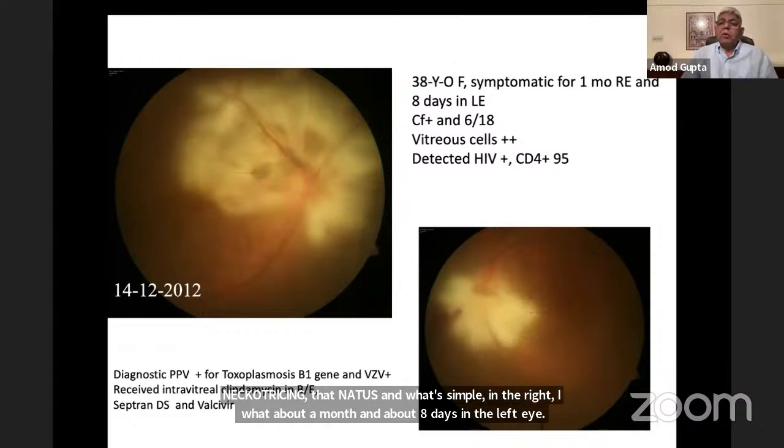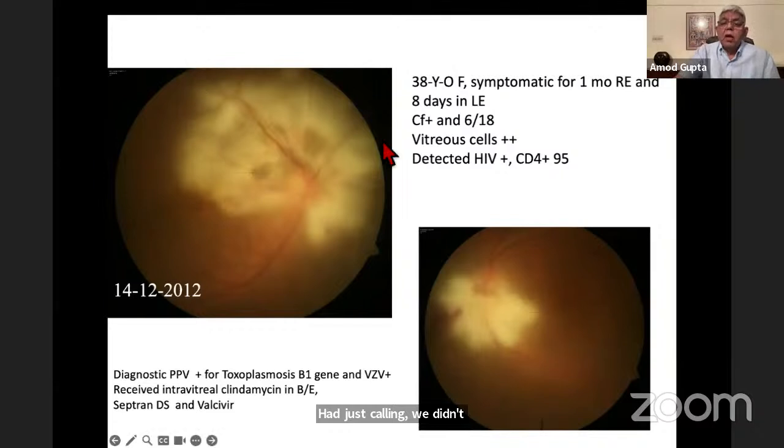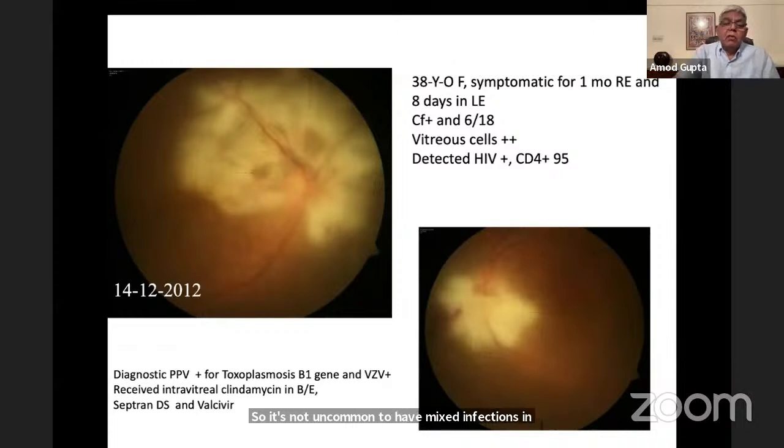We didn't know, because this patient we detected to have HIV for the first time. We detected CD4 count was low. We didn't know what kind of infection this was. Is it viral? Is it toxoplasma? And when we did the vitreous surgery in the right eye, we found that she was positive for both. So it's not uncommon to have mixed infections in patients that are immunocompromised, especially the HIV patients.